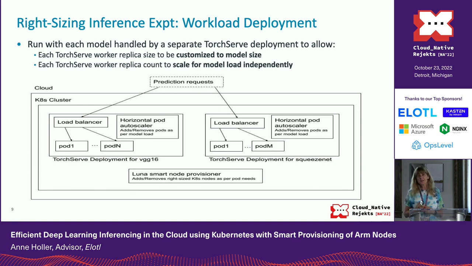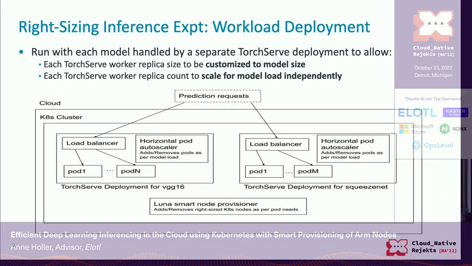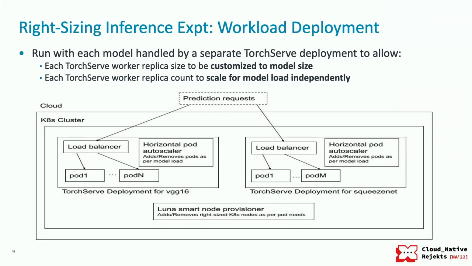And this is a depiction at the bottom of this slide of our deployment. You see the two copies of TorchServe, one for each of the two kinds of models, running in a cloud Kubernetes cluster. And you see the horizontal pod autoscaler for each deployment, adding and removing pods for that deployment depending on the load being presented to that model. And you see the Luna smart node provisioner watching the system, adding nodes to the cluster when they're needed, and removing nodes from the cluster when they're not needed.